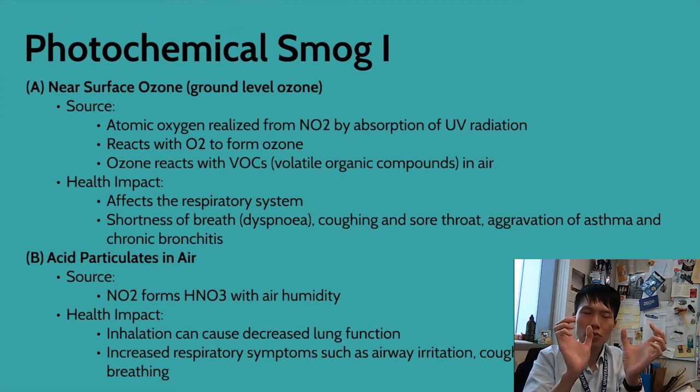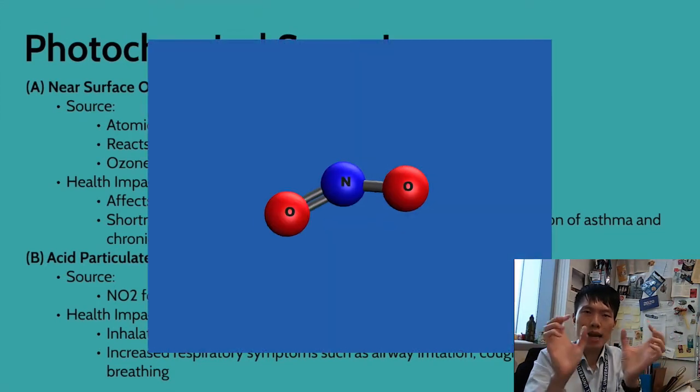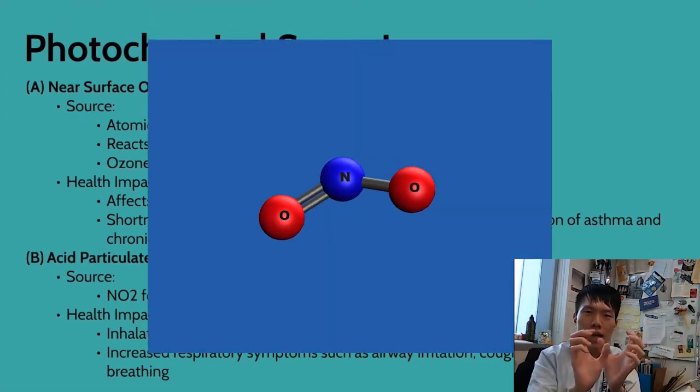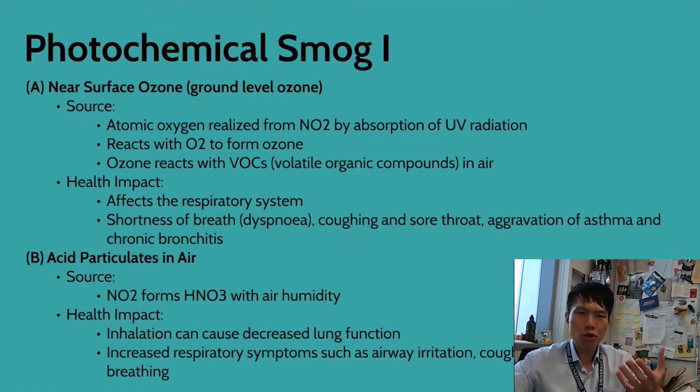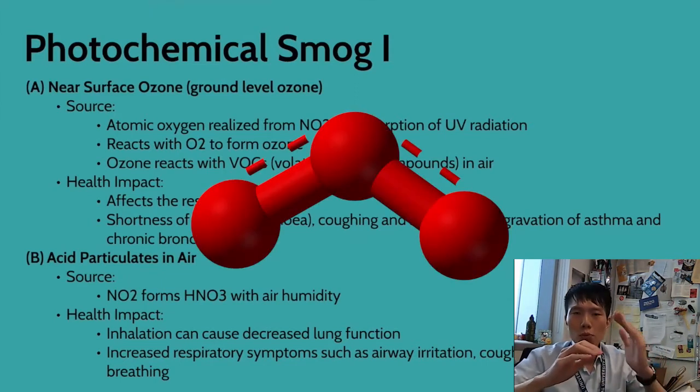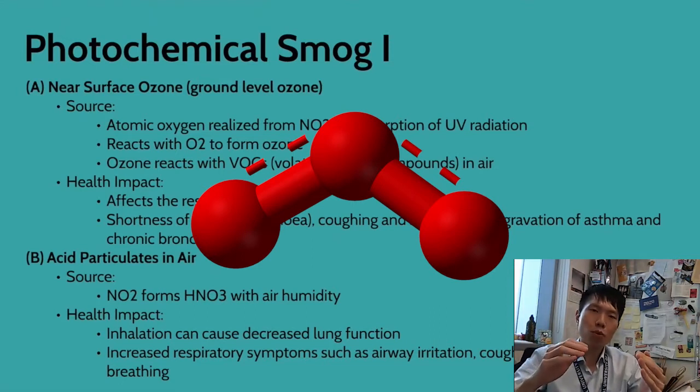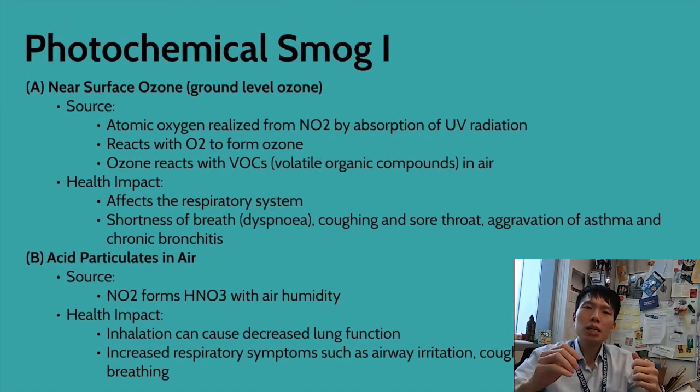Remember your UV rays? They allow the bond to stretch, and when the energy is too high, what happens? It's like a spring: you overstretch it, it breaks, and you form atoms. When the atomic oxygen reacts with oxygen it forms ozone, O3, with a double bond and a dative bond. There's a sigma bond here, but it's a bit weaker than the double bond. It also reacts with the VOCs, the volatile organic compounds in the air.